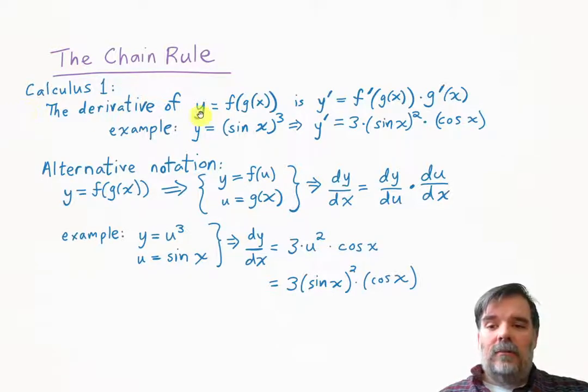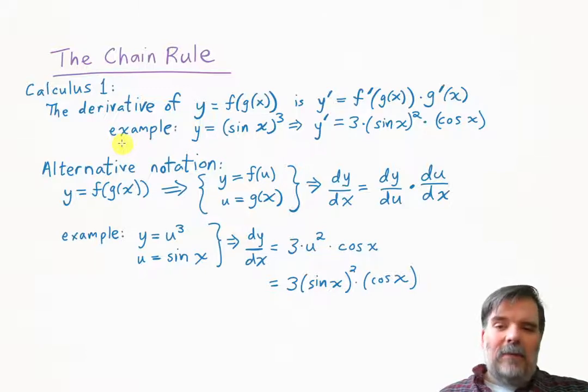So in particular, if you have a function y defined as f of g of x, the derivative y prime is equal to f prime of g of x times g prime of x. Sometimes this is informally remembered as the derivative of the outside times the derivative of the inside. Whatever works to help you remember it.